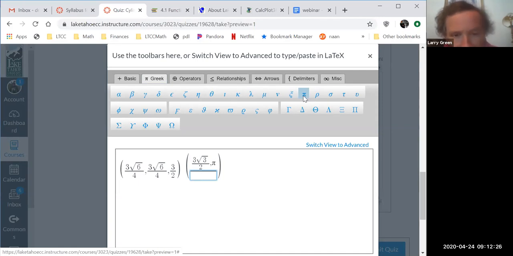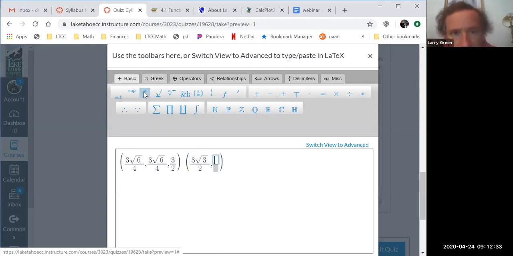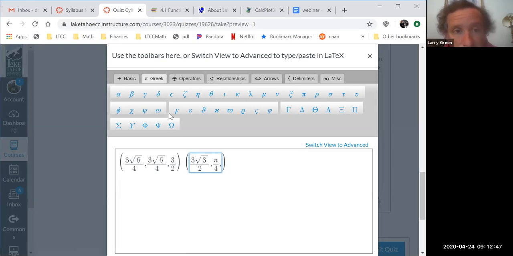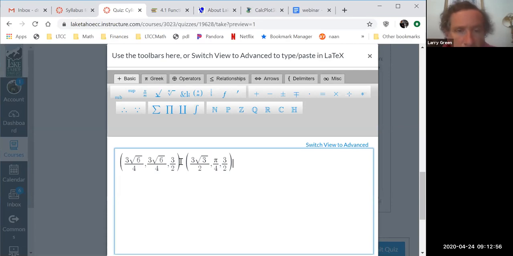It won't let me. So let's do it this way. Pi over 4. And then Z is 3/2. And I can get rid of the original.